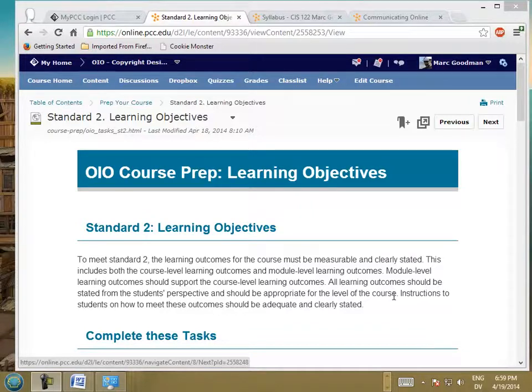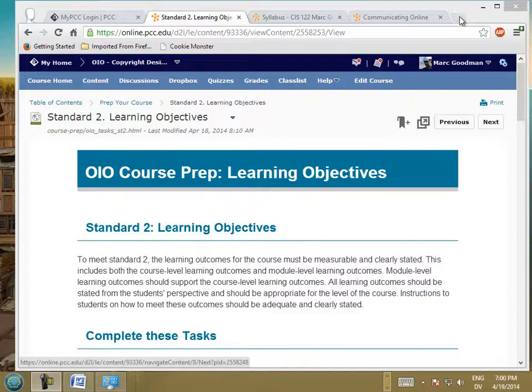Appropriate for the level of the course means that you wouldn't have, for example, a student in an algebra course and then require them to be able to solve an integral. Similarly, you wouldn't want to have a course on Calculus 3 and have the learning outcomes be that students will be able to set up algebraic equations or figure out the slope of a line. It should be appropriate for the level of the course. Now, in addition, by level of the course, we actually are talking about difference in level of intellectual behavior.